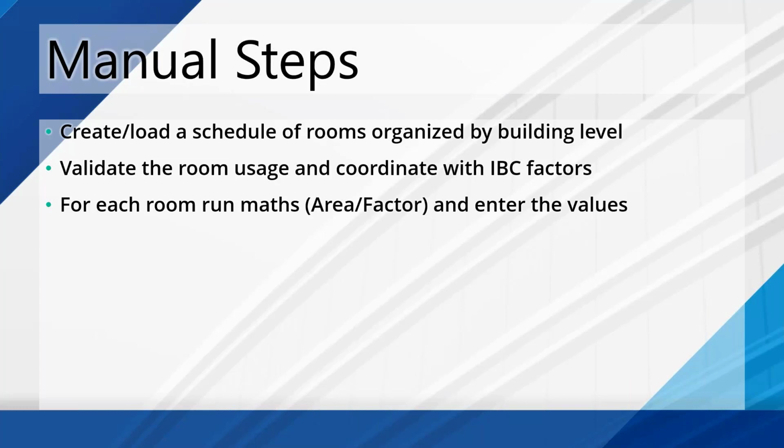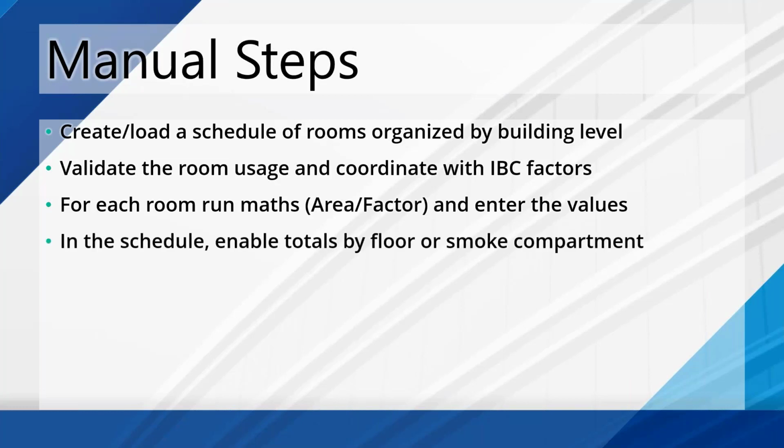And anytime my design changes, when there's an edit to the building, I have to go back through and validate those. That has to be done manually because there's no automatic way in Revit for that to be calculated by default. So the nice thing is that in the schedule, I can do some things like totaling by floor or by smoke compartment. So I can take that value that I've entered, if it's a real numerical value, and I can do some totaling for that, which is kind of cool.